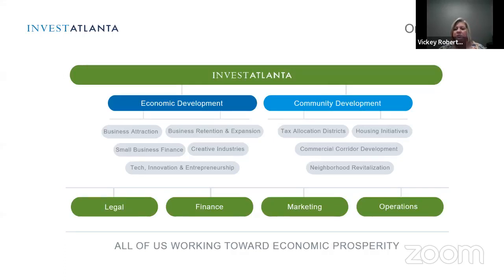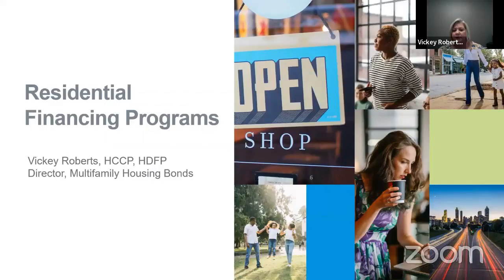And under the community development portion, you will hear about our tax allocation districts, some housing initiatives, commercial corridor development, and neighborhood revitalization. We also have some non-producing departments, which are our support. We could not do without them: our legal team, our finance team, marketing, and operations. All of us working together towards economic prosperity.